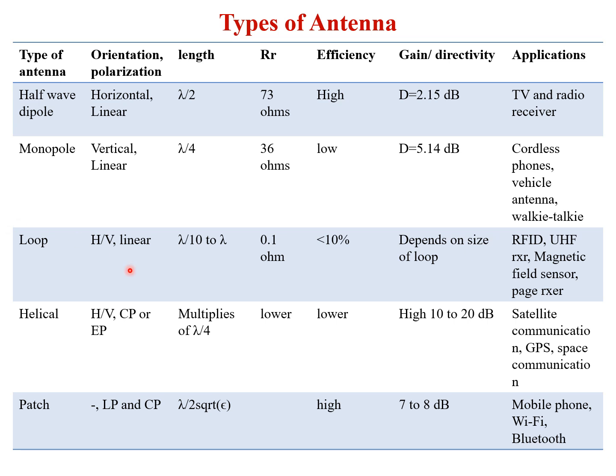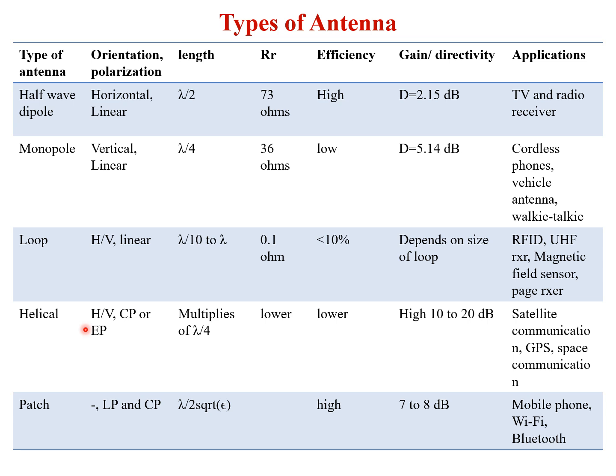The loop antenna has a polarization of horizontal or vertical and linear. Its length varies from lambda by 10 to lambda and it has a radiation resistance of 0.1 ohm and efficiency less than 10%, but the gain depends on the size of the loop. It is used in RFID, UHF, ultra high frequency receivers, magnetic field sensors, and pager receivers.